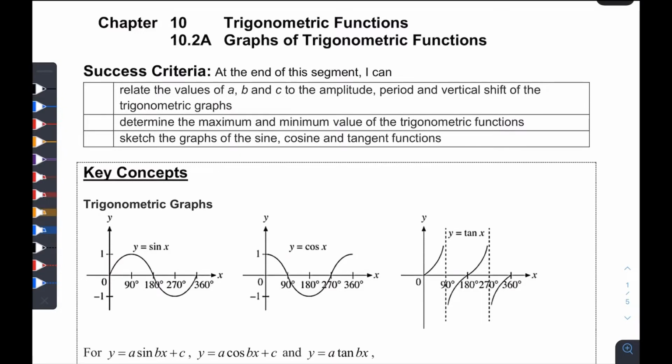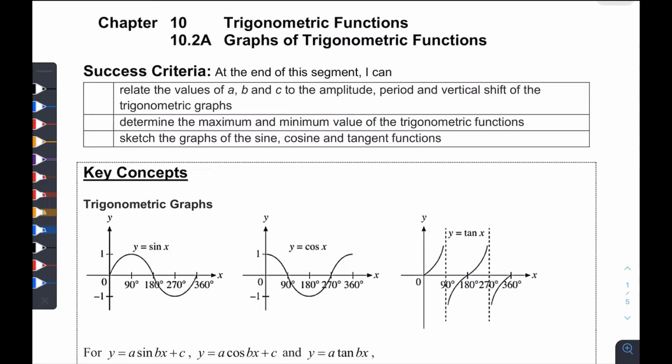So today we're going to look into the exit pass for 10.2a, where we talk about the graphs of trigonometric functions. I think this subtopic is actually a very big topic because there's a lot of facts to memorize. But the most important thing would be the ABC of the equations. From the ABC of the sine, cosine, and tangent functions, we're able to relate them to the amplitude, the period, and the middle line or the vertical shift of the trigonometric graphs.